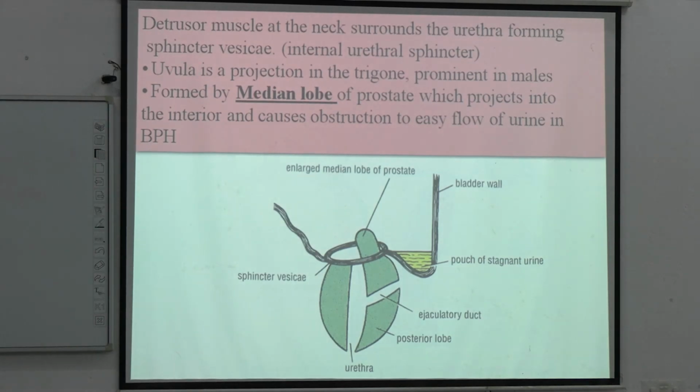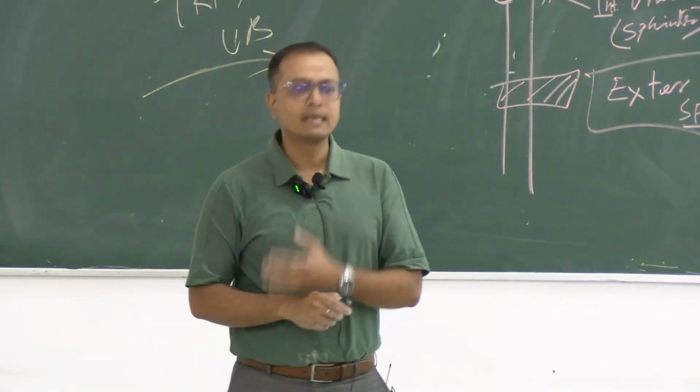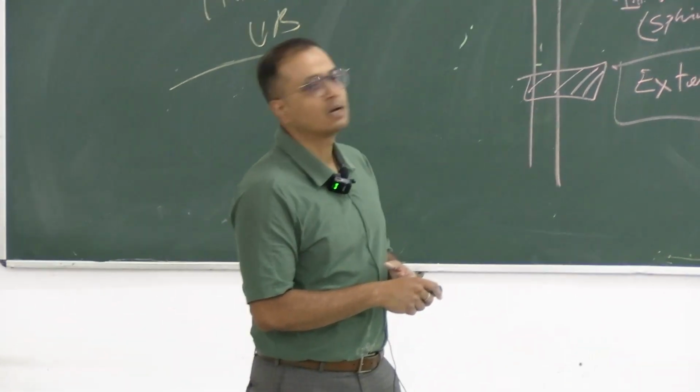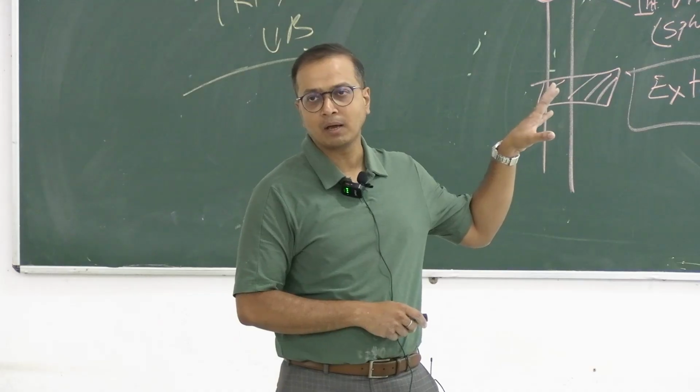The enlarged prostate gland, the uvula, may be of importance when we talk about the enlarged prostate gland, which has clinical importance. We will talk about it. From here, moving to the blood supply, this organ receives blood from the vesical arteries. There are two sets of arteries, superior vesical and inferior vesical. In female subjects, the inferior vesical artery is called the vaginal artery. So there are two arterial sources which predominantly supply this organ.